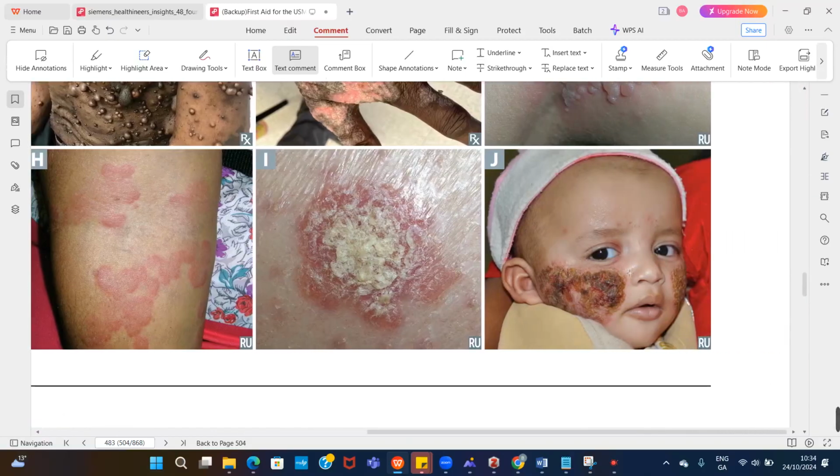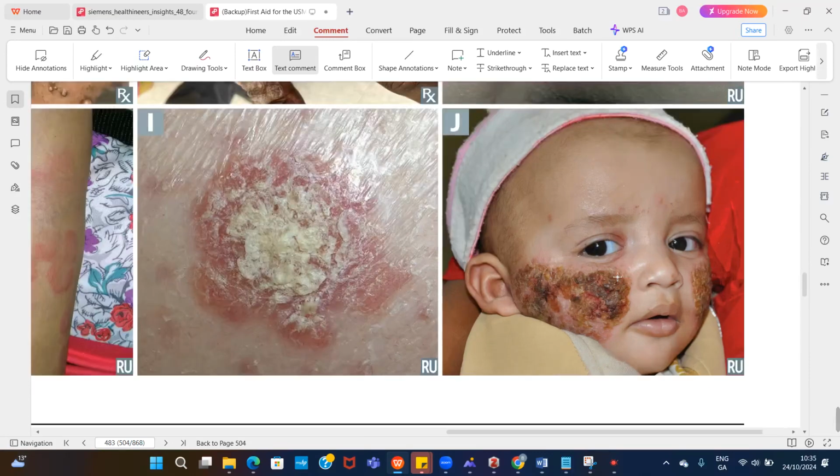This is what you call a scale. It is more like flaking off of the stratum corneum. Normally the cells within the stratum corneum die and present as flakes. You can have some skin diseases in which you have excessive proliferation of keratinocytes within the stratum corneum, and they shed out quickly and present as scales, right? This one here is what you call a crust.